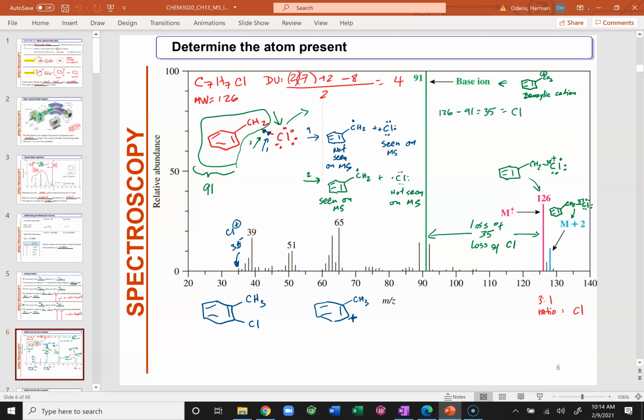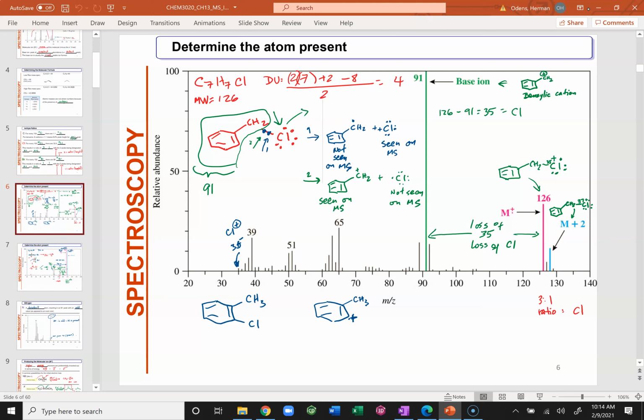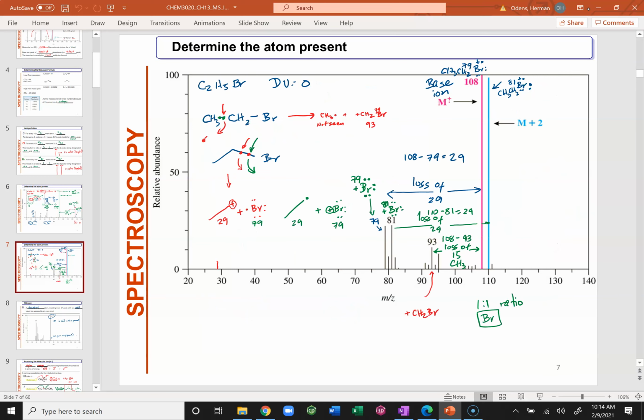Actually, this example is kind of cool. I started off giving you the molecular formula, and then you go from there. You figure out that you have a DU of 4, that kind of thing. Kind of similar to proton, but let me speed up a little bit because I want to do problems.